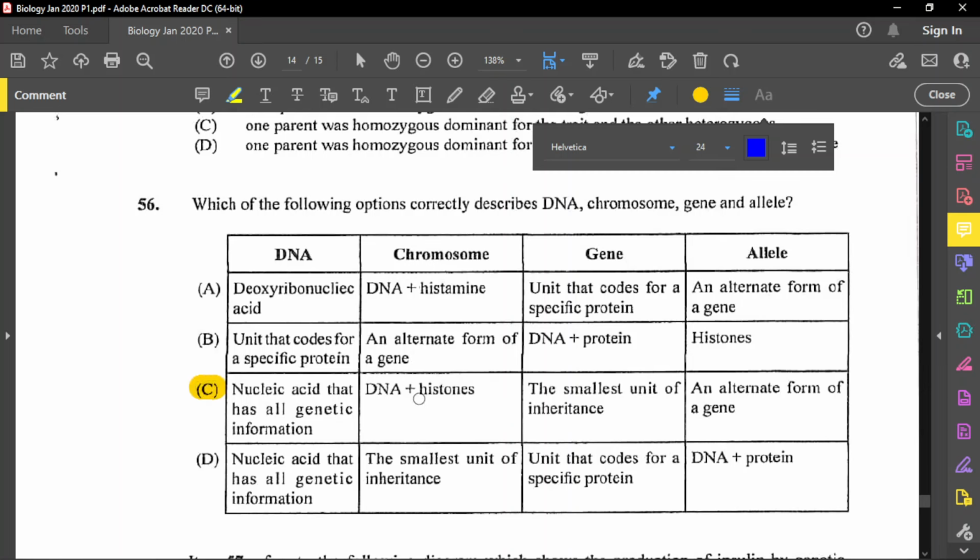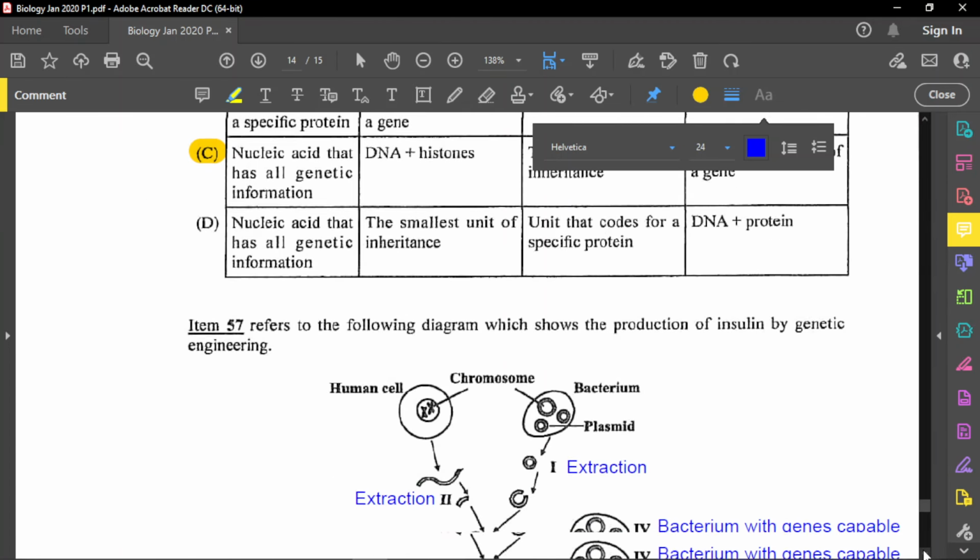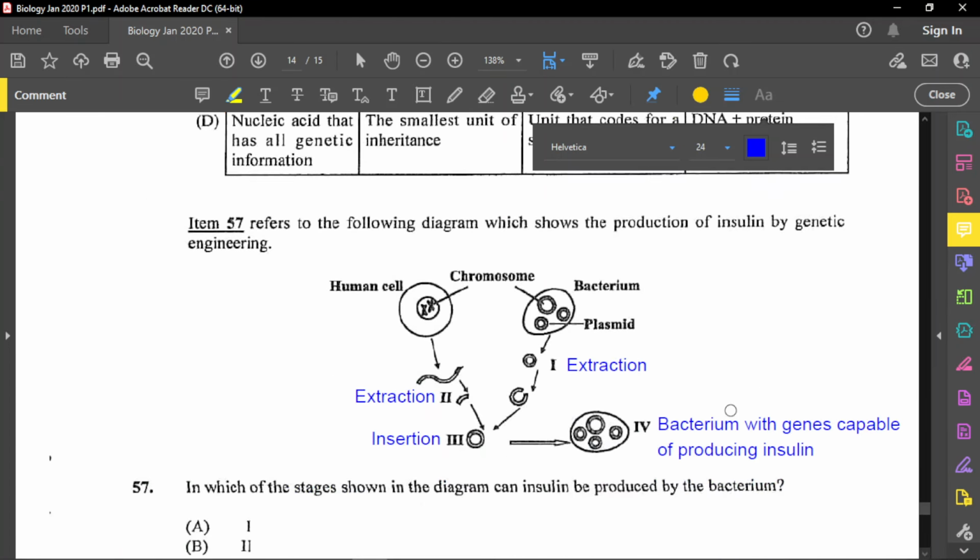All right, so 47 now. Hopefully it's 47 on this page down there. It should be 47. Yeah. So 47 is a reference to the following diagram, which shows the production of insulin by genetic engineering. It asks in which stage shown in the diagram can insulin be produced by the bacterium.